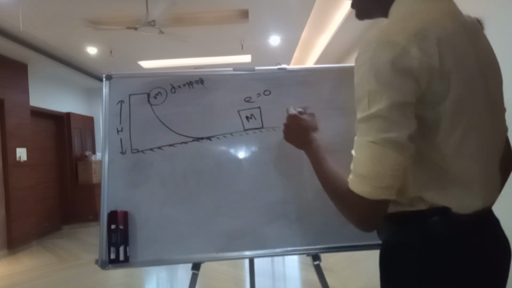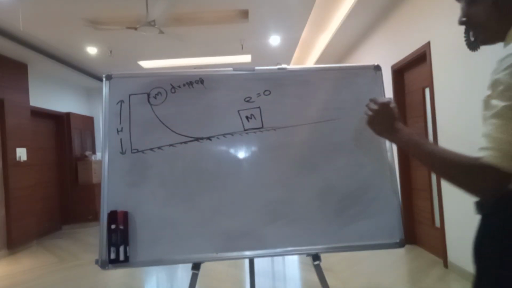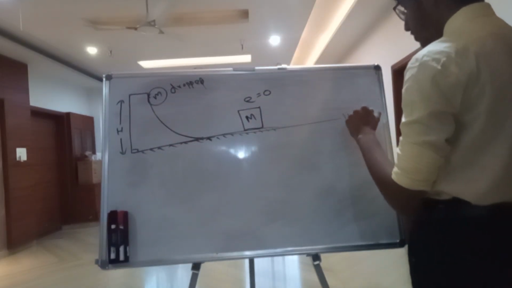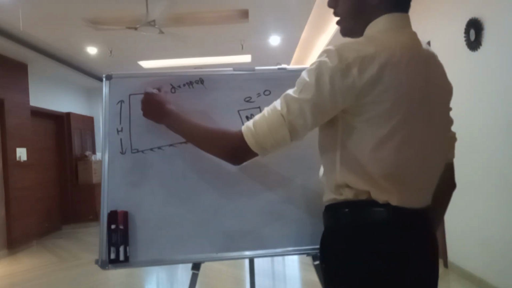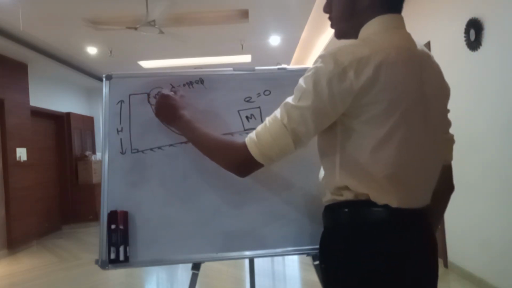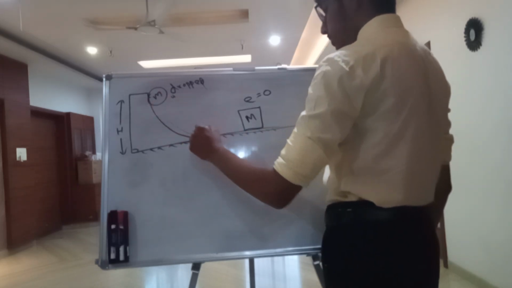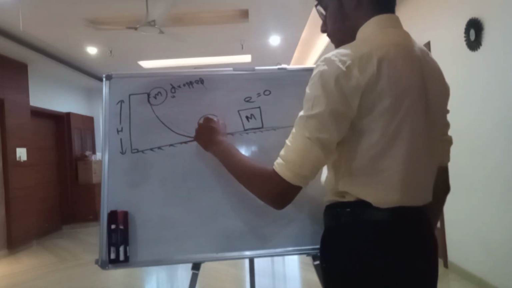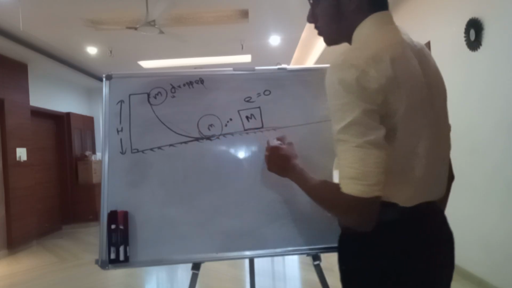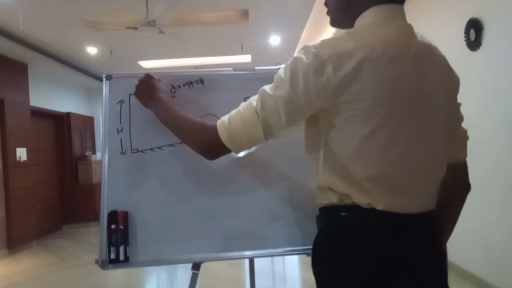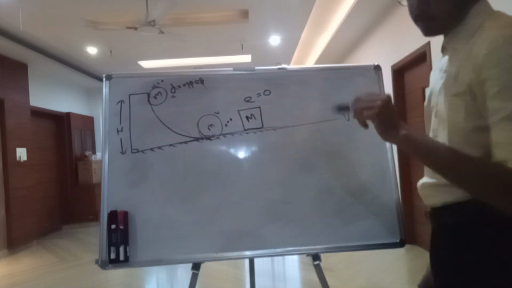So here, I will assume this line as the reference line for potential equal to 0. Then what is the height of this particle? After some time, it's going to reach somewhere over here. When it is reaching here, the height of the particle is h equal to 0. At the top, u is equal to 0. But here, some velocity will be there. That velocity we need to calculate.